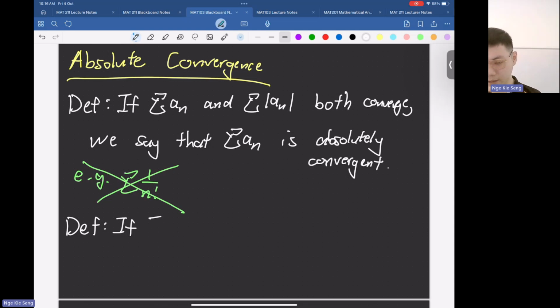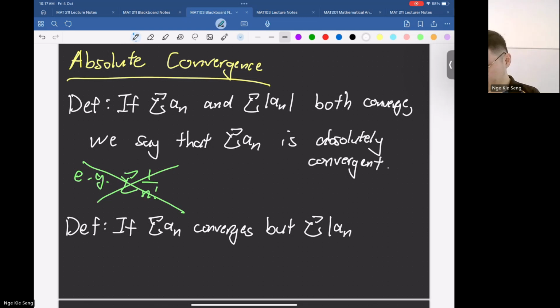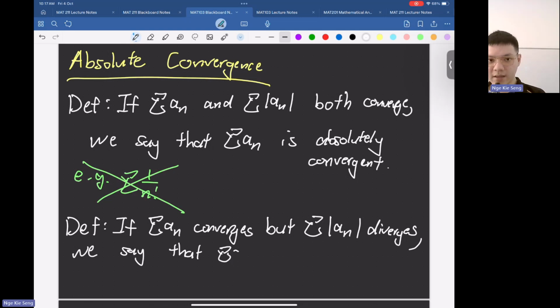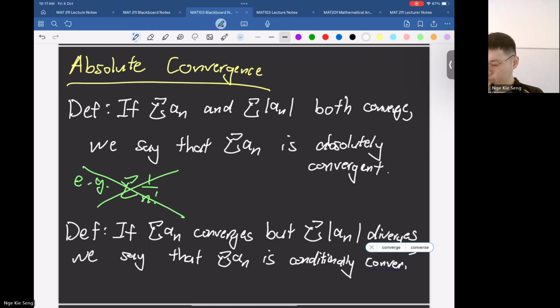The other terminology we want to introduce is: if the sum of a_n converges, but the sum of the absolute value of a_n diverges. Correct or not? Just now I said that this potentially produces a greater series, right? Then we say that the sum of a_n is conditionally convergent. Conditionally convergent.